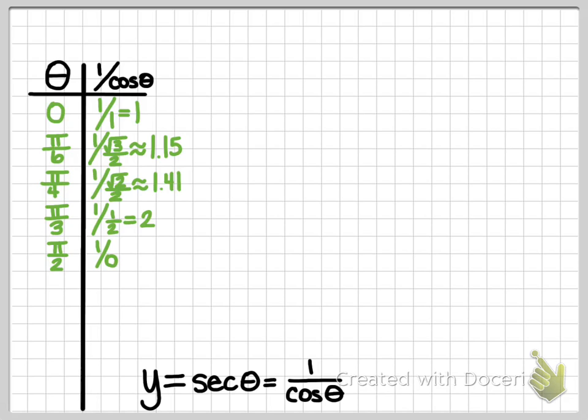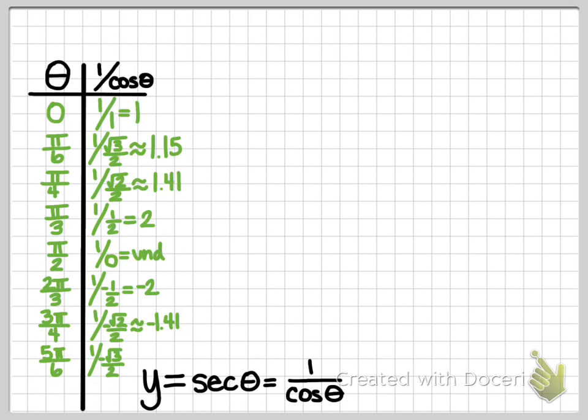Pi over 2, 1 divided by 0 is undefined. 2 pi over 3, 1 divided by negative 1/2 will equal negative 2. 3 pi over 4, 1 divided by negative square root of 2 over 2 is approximately negative 1.41. 5 pi over 6, 1 divided by negative square root of 3 over 2 will be approximately negative 1.15. And at pi, 1 divided by negative 1 is negative 1.